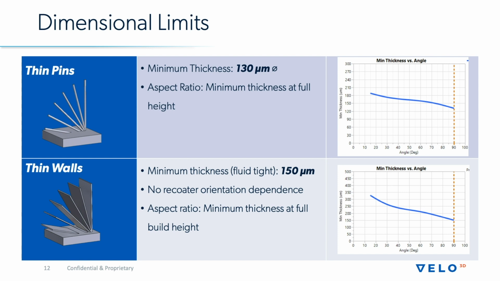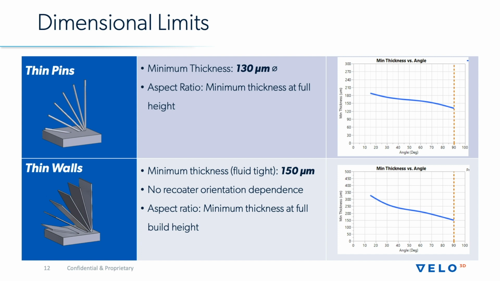A couple important notes is the aspect ratio of these features is only limited by the height of the build, right? So you can take a 130 micron vertical pin and you can build it the full 400 millimeters tall of the build height. This gives you something like a 3,000 to 1 aspect ratio. So the only limit is how tall the build chamber is. It's the same with walls.